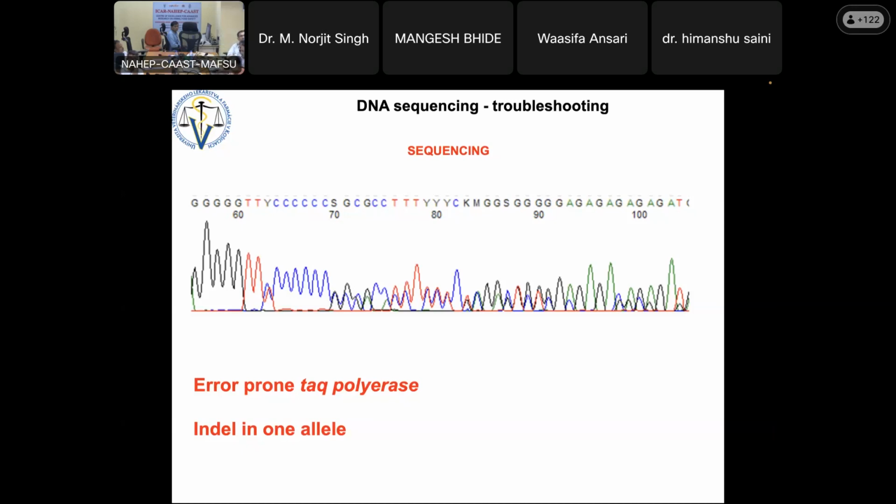So this could be one problem, and another can be an indel. Do you know what an indel is? Insertion and deletion in the gene. When there is an insertion or deletion in the gene, you can have the same gene but with a frame shift. Now with the frame shift, you can see one sequence is this one and another sequence is mixed up with it. So that could be because of the indel.